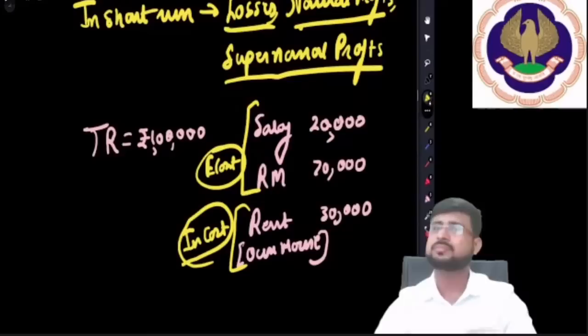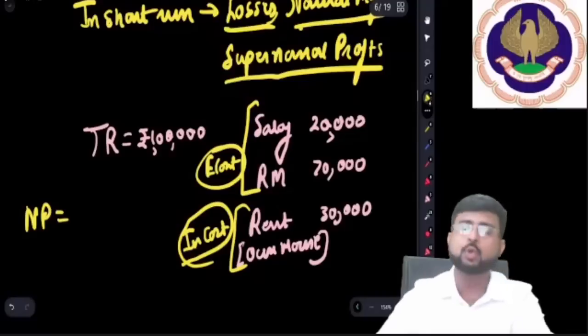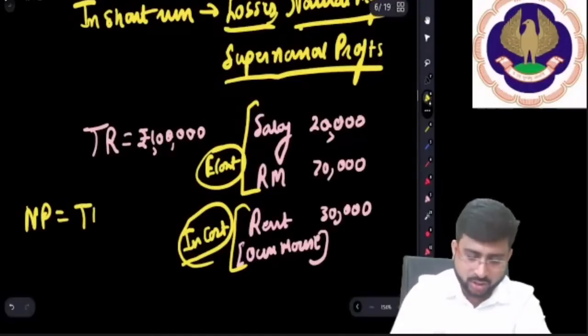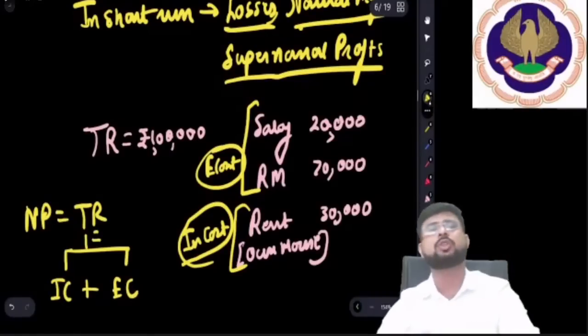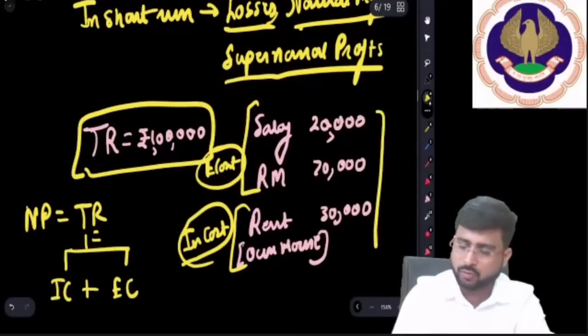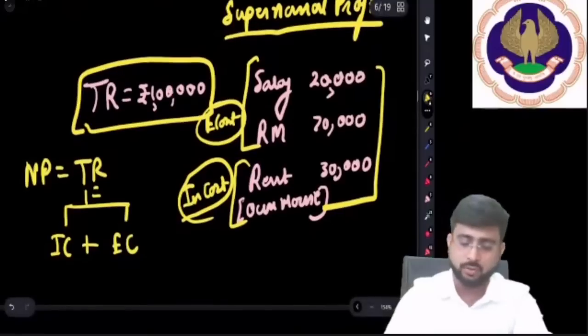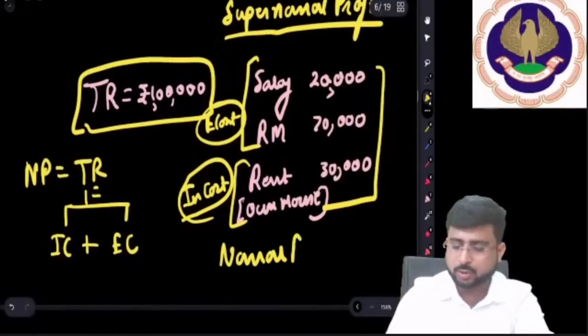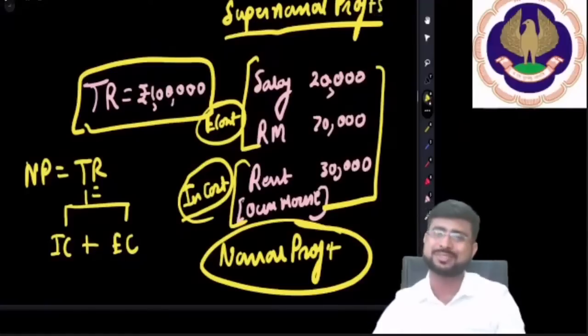Friends, the question was about normal profit. Dear friends, normal profit in economics is a situation where with your revenue you are able to cover both implicit and explicit cost. So total revenue 1 lakh, at total revenue of 1 lakh I am able to cover all this, and that's why this is a situation of normal profit, because in economics normal profit implies a situation where I am able to recover my implicit costs as well.